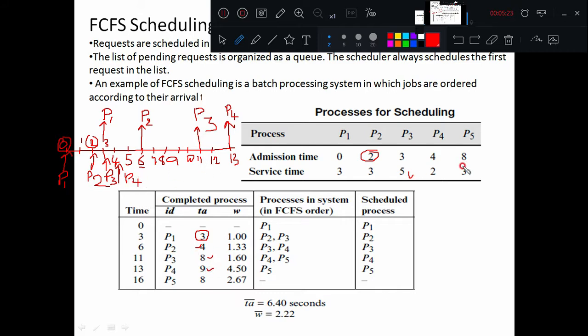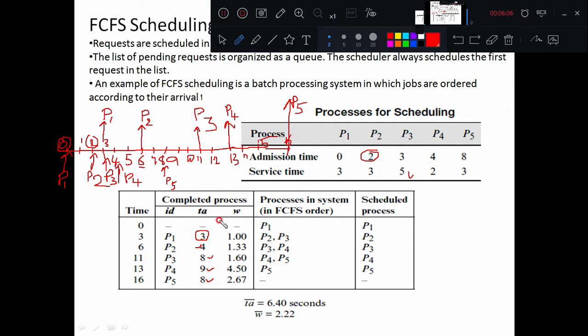Okay, next, the last one, P5. P5 enters at the 8th second, and P5 is scheduled once P4 finishes its execution. P4 finishes its execution at 13, and the service time of P5 is 3, so it takes 3 seconds to complete: 14, 15 and 16. So at the 16th second P5 will be out of the computer system. The time difference is 16 minus 8, which is equal to 8. I hope you understood the turnaround time column.